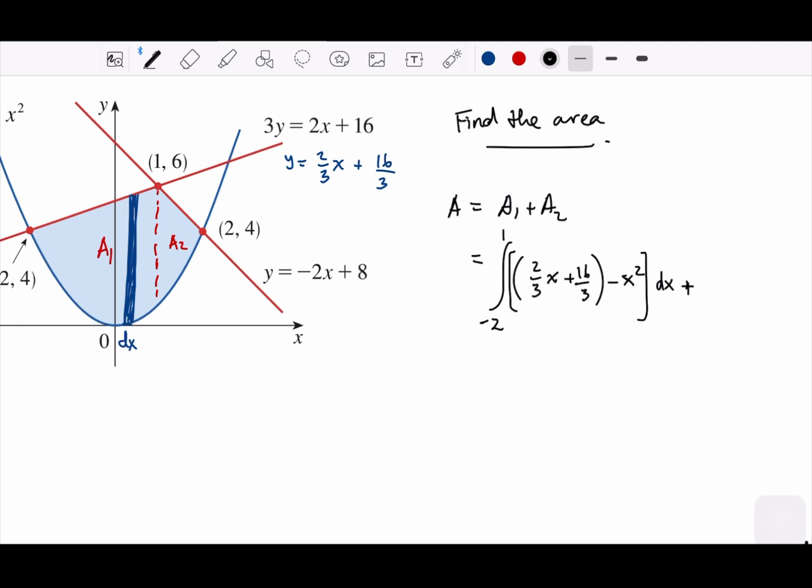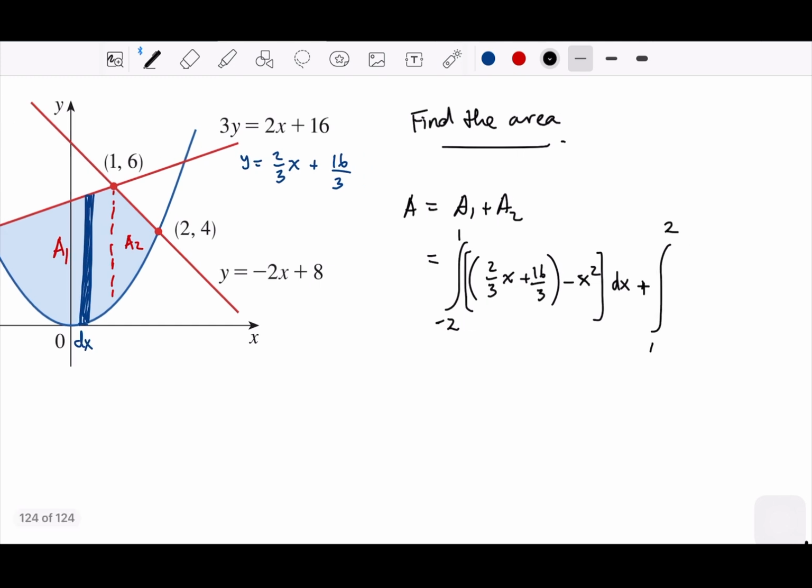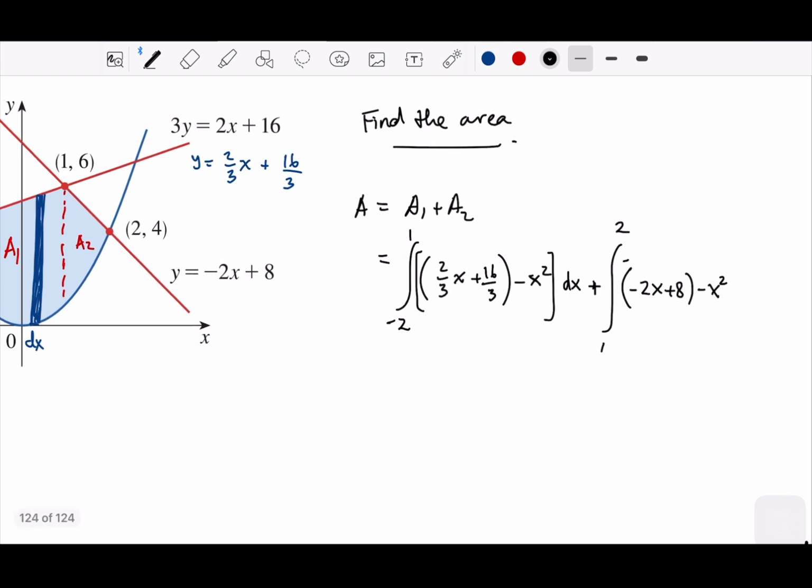And plus A2. A2 is from 1 to 2. So integration from 1 to 2. And write the subtraction between -2x plus 8 minus x squared. Okay. And then dx. Yeah, I think this is just be careful on the computation. I think this is quite easy.